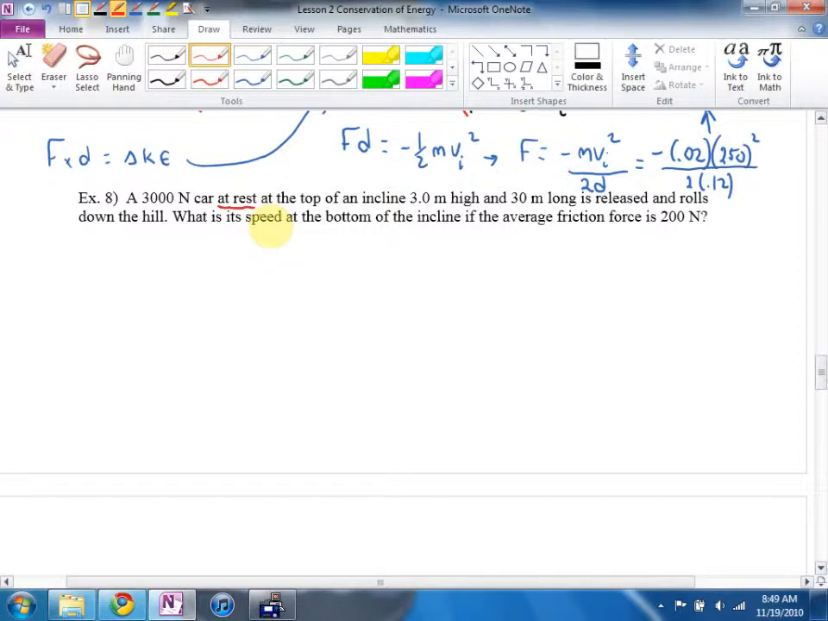I think I better draw a picture. So there's my incline. And I know that this distance here, how parallel am I? Come on. About like that. This distance here is 30 meters. And this distance here is 3 meters.